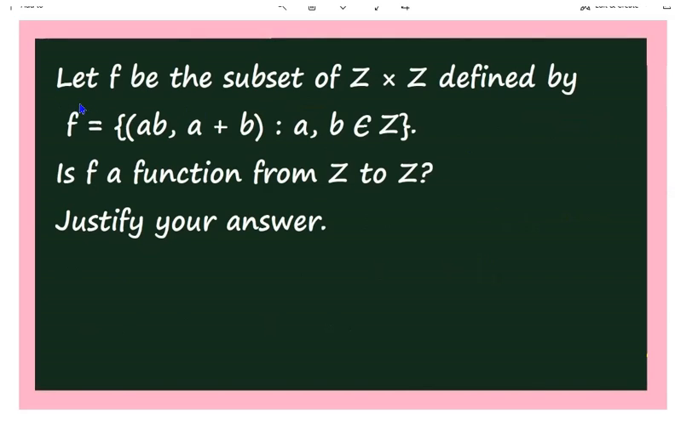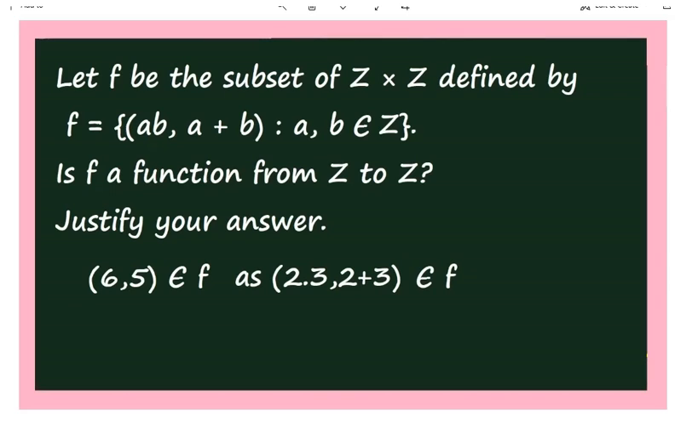Now we take this question. Let f be the subset of Z cross Z defined by f = {(ab, a + b) : a, b belong to Z}. Is f a function from Z to Z? Justify your answer. If any two distinct elements have the same image, then it is not a function. I will give this example, just check here. (6, 5) belongs to f. The reason is 6 can be written as 2 into 3, and 2 plus 3. That's why (2 into 3, 2 plus 3) belongs to f.